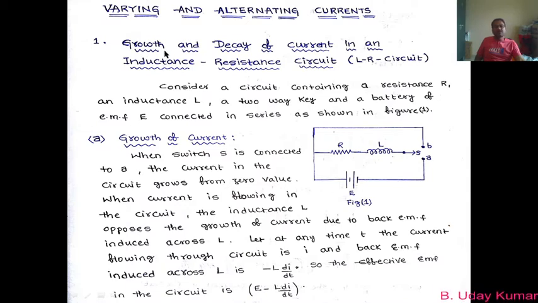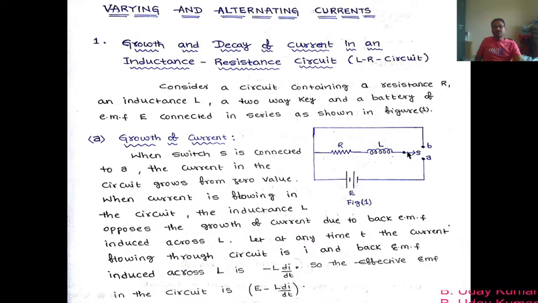So our topic is the growth and decay of current in an inductance and resistance circuit, which in short we can call an LR circuit. You already know what a varying current and alternating current are. In short, I discussed yesterday. So let us assume that this is the circuit that we are considering, and it consists of an inductor whose inductance is L and a resistor whose resistance is R. It has a two-way key and a battery whose EMF is E. With the help of this circuit we can study the growth of current and also the decay of current.